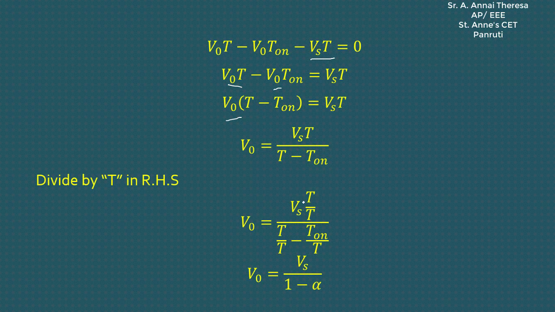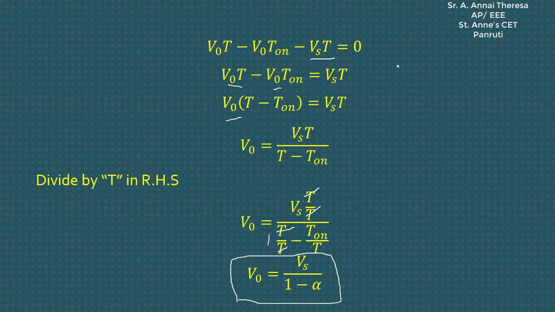So Vs into T by T divided by T minus T on by T. You can cancel this T. So you will get this answer, that is Vs divided by 1 minus T on by T, which is alpha. So this will be your output voltage of this boost converter. Now we can verify this output voltage, how this converter works as a boost converter.